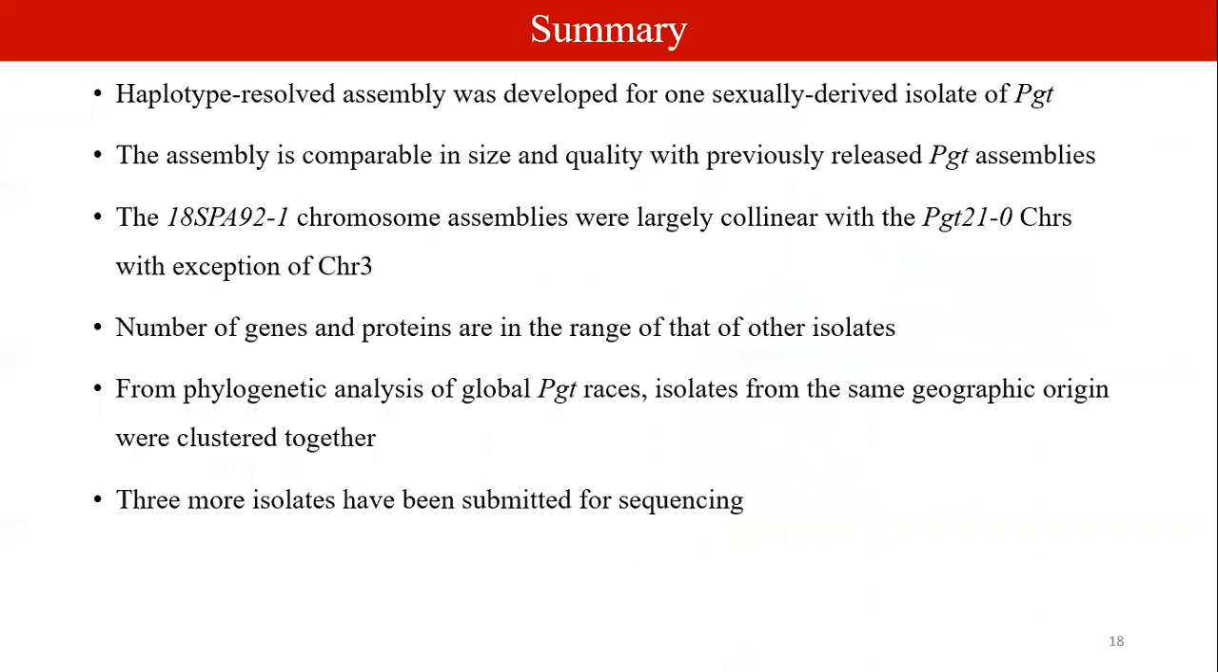In summary, a haplotype-resolved assembly was developed for one sexually derived isolate of PGT. The assembly is comparable in size and quality with previously released PGT assemblies. The 18SPA92-1 chromosome assemblies were largely collinear with the PGT21-0 chromosomes, with the exception of chromosome 3. The number of genes and proteins are in the range of that of other isolates. From phylogenetic analysis of global PGT races, isolates from the same geographic origin were clustered together. At this time, three more isolates have been submitted for sequencing.